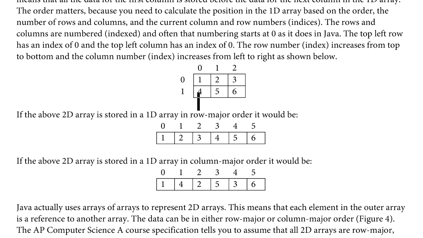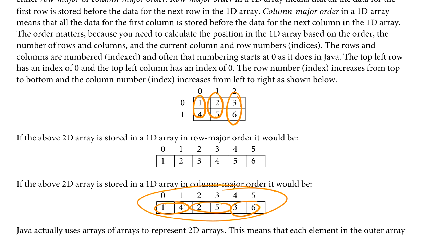Now contrast that with column major order, the situation below here. Again, this is a one-dimensional array, but if it's stored in column major order, notice the first two values are the 1 and the 4, and that corresponds to this column. Then the next two values are 2 and 5, and that's this column. And then the 3 and the 6, and that's the final column. So, row major versus column major.